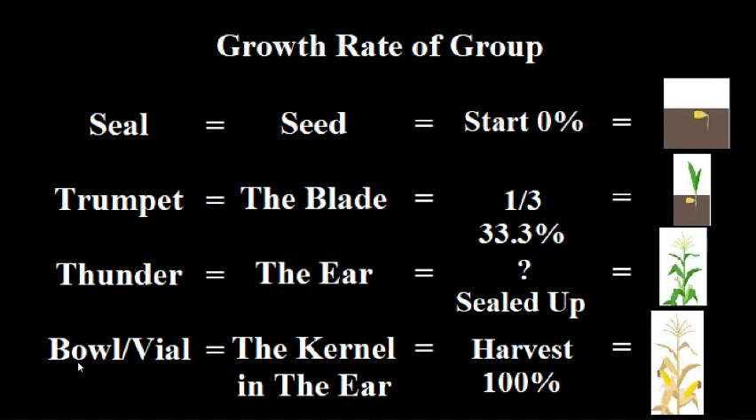Now the last stage would be the bowl or vial, which is the kernel in the ear, or the full 100% harvest from when it started back as a seal or a seed. This is the full harvest with the kernel in the ear. All right, thanks for sticking with me so far. This is important to understand what we're going to see in Stellarium when we have a look at the 7 trumpets.